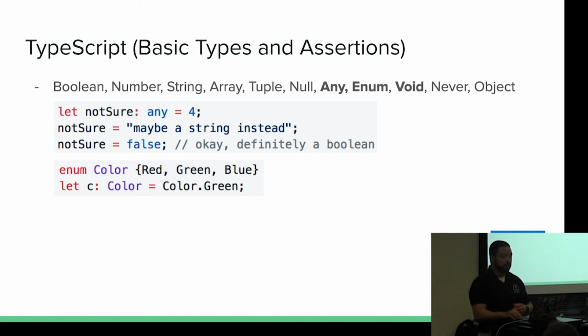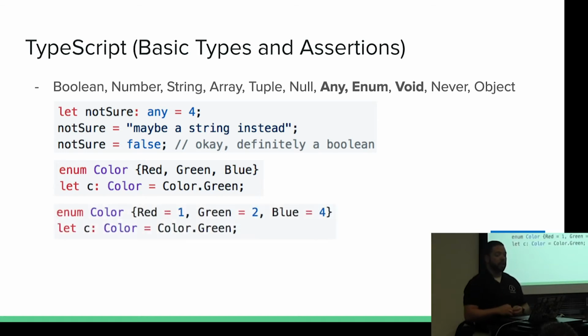In the next example, what if you care about the value of the enumeration? 0, 1, and 2 aren't telling me anything about what red, green, and blue are. So you can equally say, okay, red is 1, green is 2, blue is 4. It doesn't matter. You can assign arbitrary numbers to this enumeration, but you still reference them via the variable Color.Green, Color.Red, Color.Blue. And it's very useful to use that.